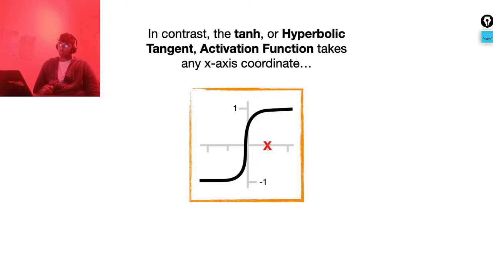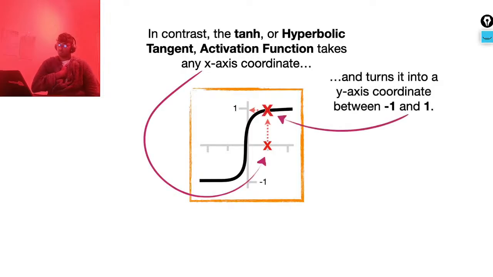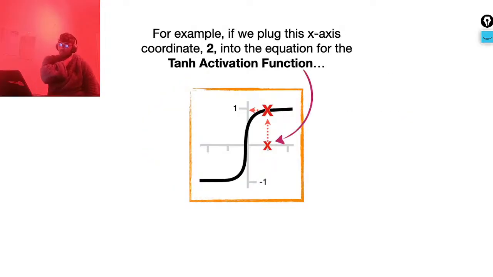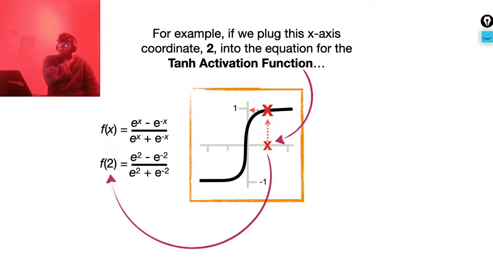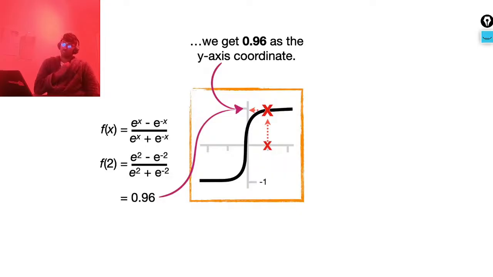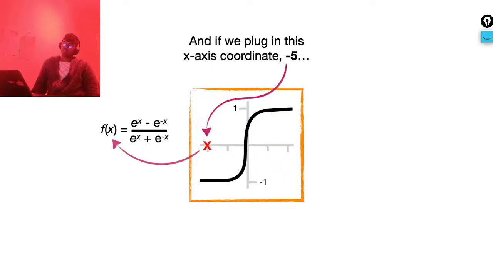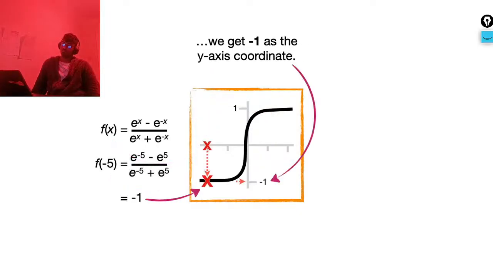In contrast, the tan-H, or hyperbolic tangent, activation function takes any x-axis coordinate and turns it into a y-axis coordinate between -1 and 1. For example, if we plug this x-axis coordinate 2 into the equation for the tan-H activation function, we get 0.96 as the y-axis coordinate. And if we plug in this x-axis coordinate, -5, we get -1 as the y-axis coordinate.